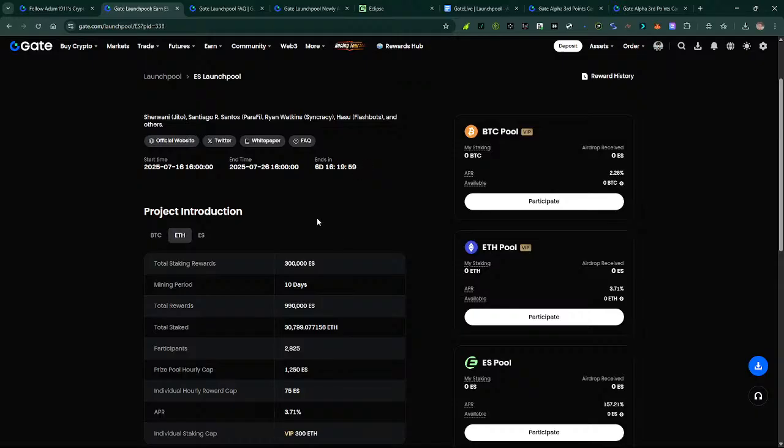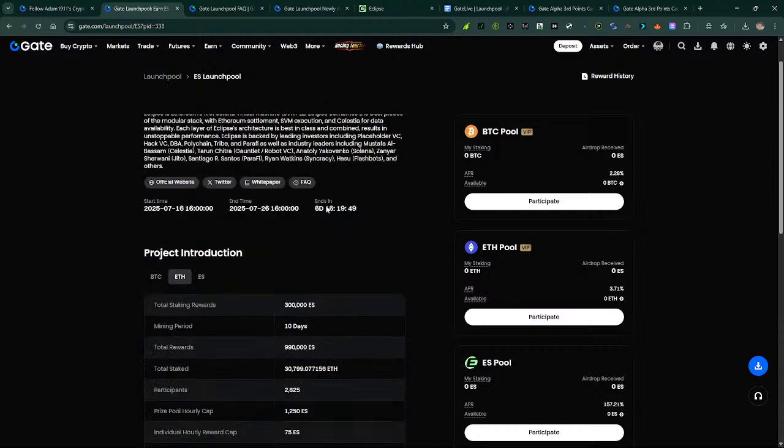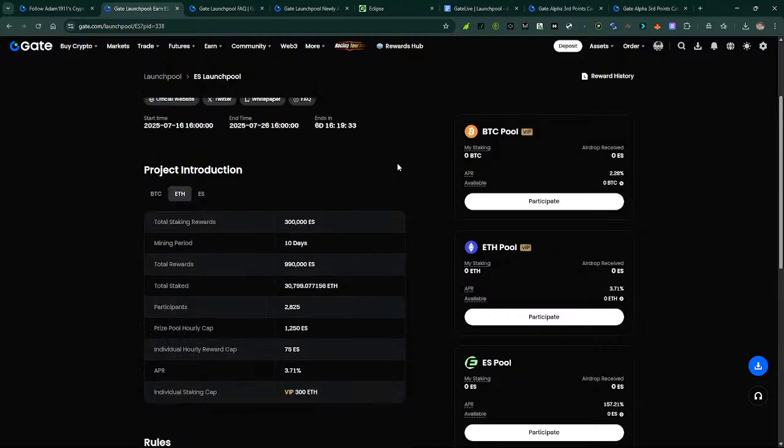And about the Ethereum pool, we have the total staking rewards of around 300k ES tokens, as you can clearly see, and the mining period is 10 days. Almost 6 days, 18 hours have passed, right? So we have very little time left. Specifically, around 3 days, 8 hours have passed, with almost 6 days, 16 hours remaining. So it is not too late.